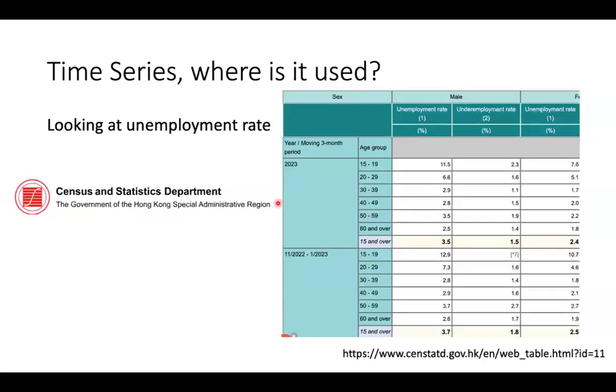Welcome to time series. Where is it used? So time series is used in looking at unemployment rates. And this data is from the Census and Statistics Department from the government website. And you can see there's the different genders, male and female, looking at different age groups. Unemployment rate is here. And you can see the term moving 3-month period. So we have all of these numbers. Well, that's just to give you an overview. Now let's go to a question.